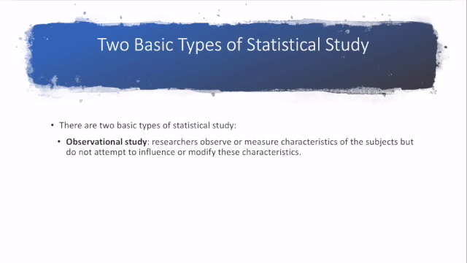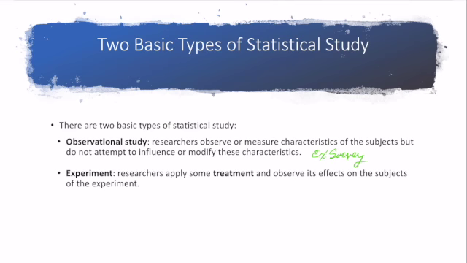So there are two basic types of statistical studies. One's observational. So this is where researchers observe or measure characteristics of the subjects but don't attempt to influence or modify these characteristics in any way. An example of that would be like a survey.